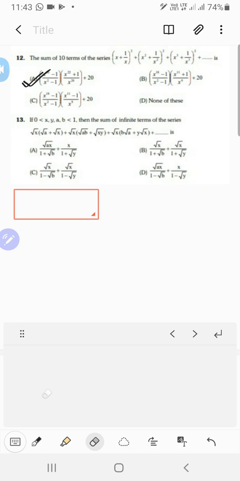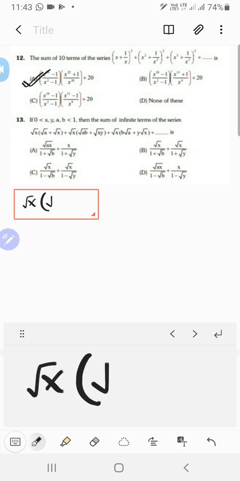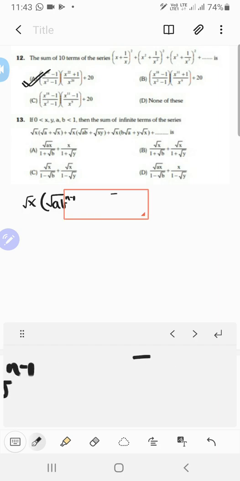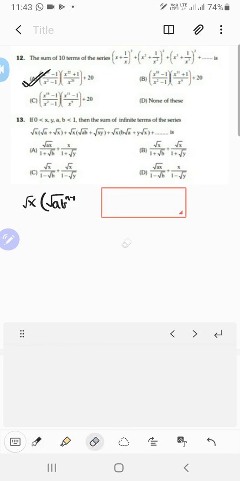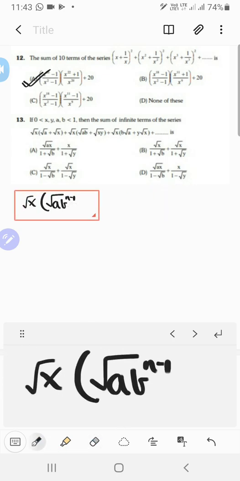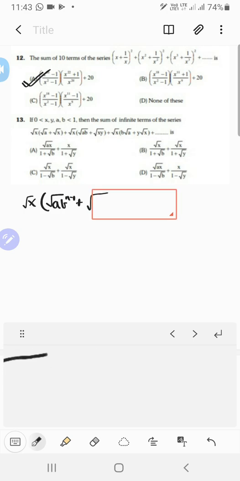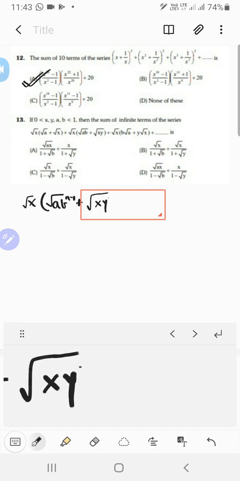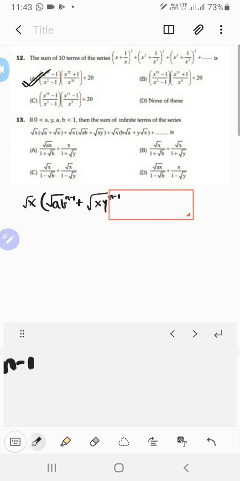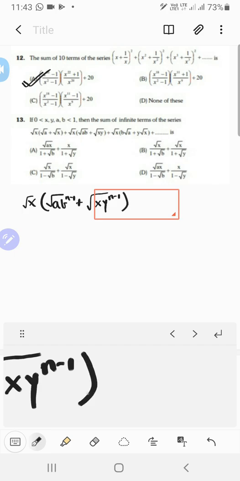It is root x times root of ab to the n minus 1, plus root of x times y to the n minus 1, and yeah, that's the general term.